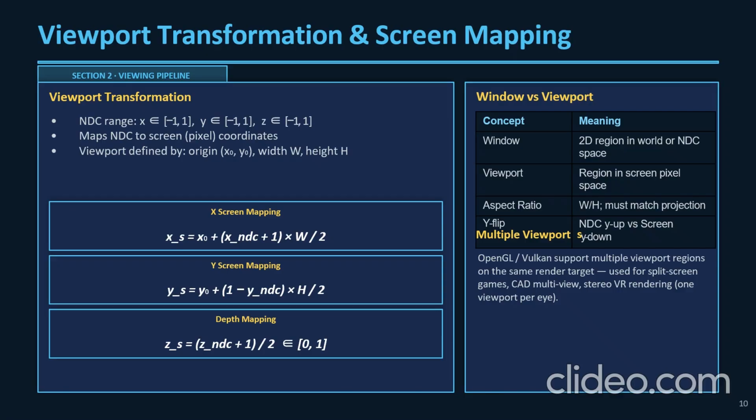Okay, this is the viewport transformation in screen mapping. As you can see, there are formulas for X screen mapping and Y screen mapping, where only the X and Y coordinates change. In the brackets, for X, the formula uses X NDC plus 1. But in Y screen mapping, the formula has changed. So we have to use these formulas for doing the transformations.